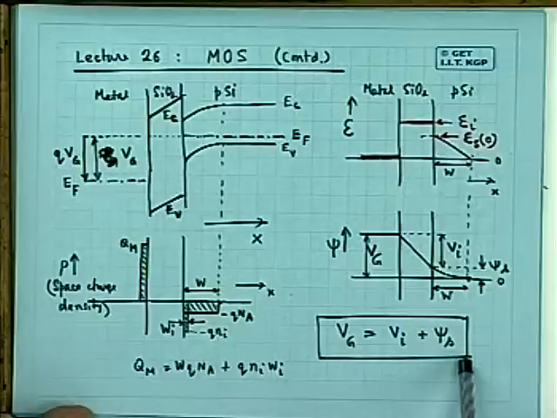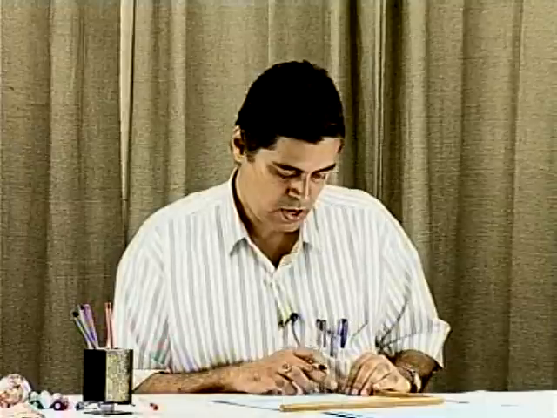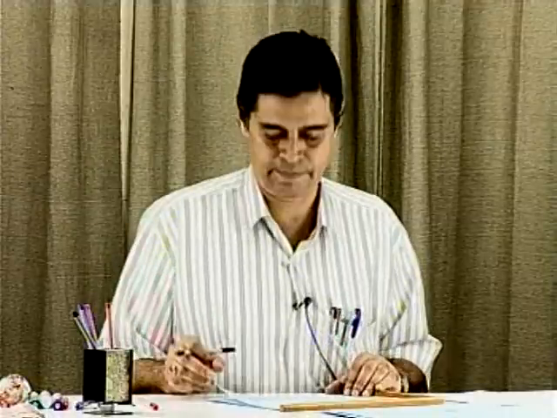For NMOS, means P substrate, Vg, Vi, psi s, they are all numerically positive. Whereas in the case of PMOS, where the substrate is N-type, Vg, Vi, psi s, they are all numerically negative. So this should be kept in mind. Where Vi is the product of the electric field in the insulator and the thickness of the insulator film, called gate oxide. Sometimes we call it TOX, gate oxide thickness.